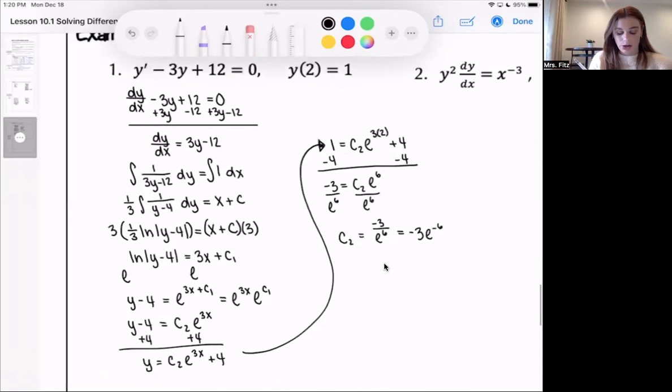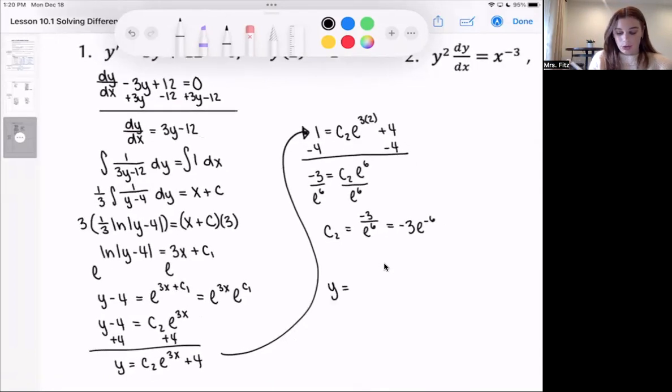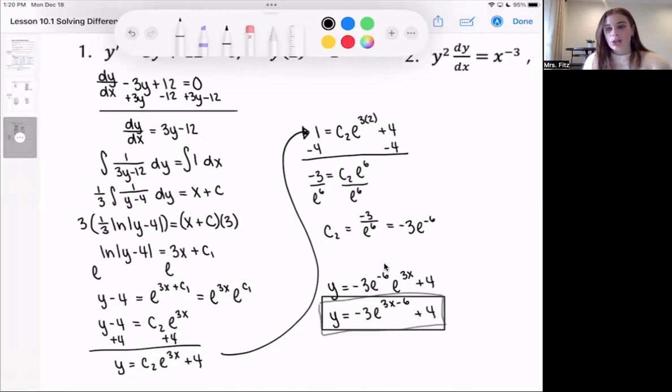And so your final answer would just be y is equal to negative 3e to the negative 6 times e to the 3x plus 4. And if you wanted to write that in even simpler terms, you could write it as negative 3e to the 3x minus 6, using that exponent rule, plus 4. And so this would be my final answer. So it's just that added extra step of having to go back in and substitute the x and y that are given to you and solve for c.